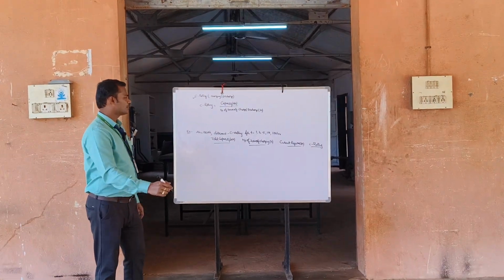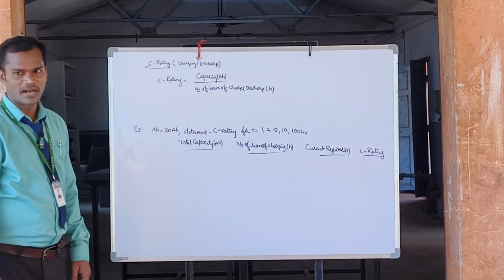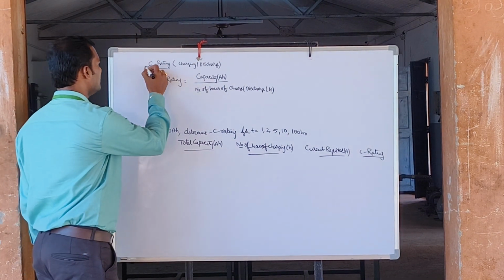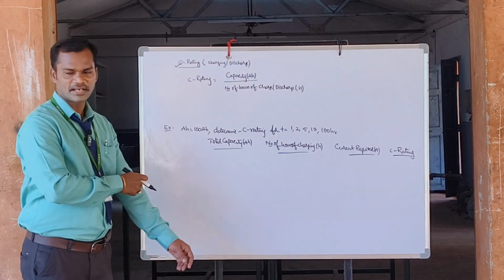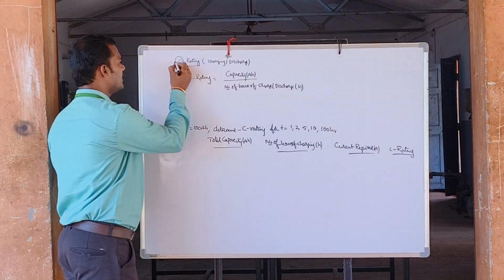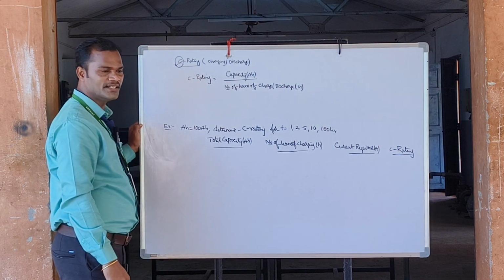Good afternoon. So today we are going to learn about batteries. In batteries, we are going to learn about the C rating of a battery. What is meant by the C rating of a battery? The name itself is saying that C rating is nothing but current rating.